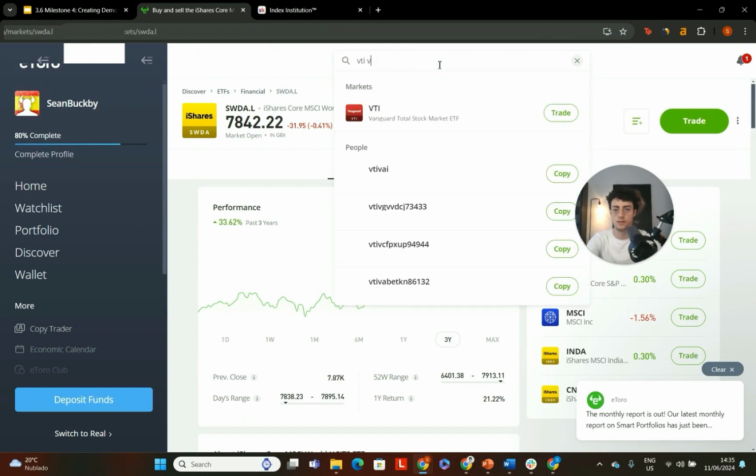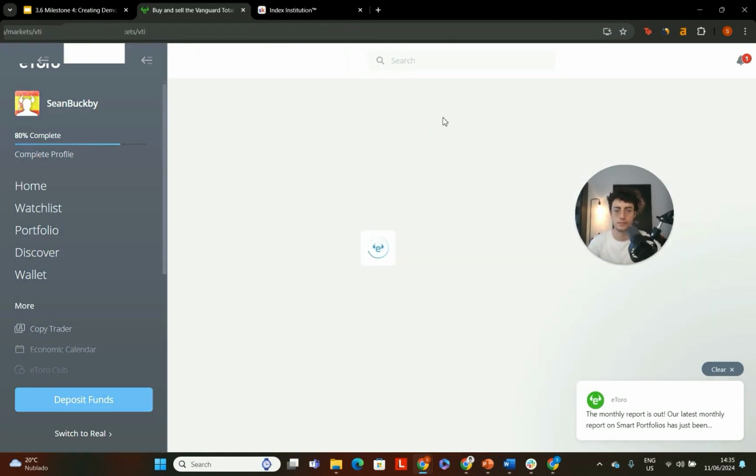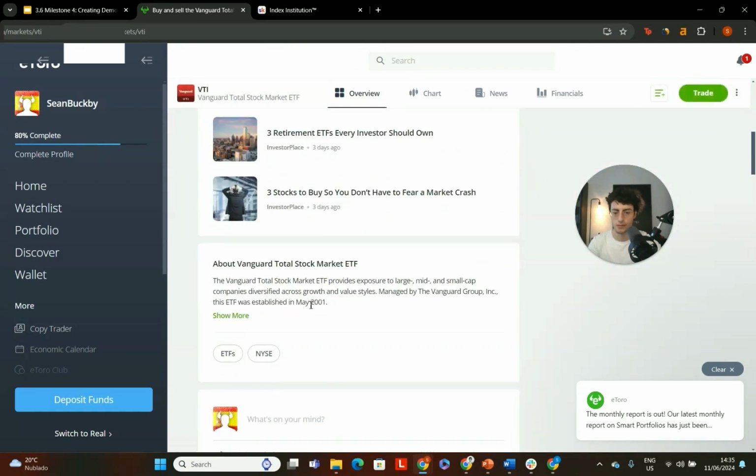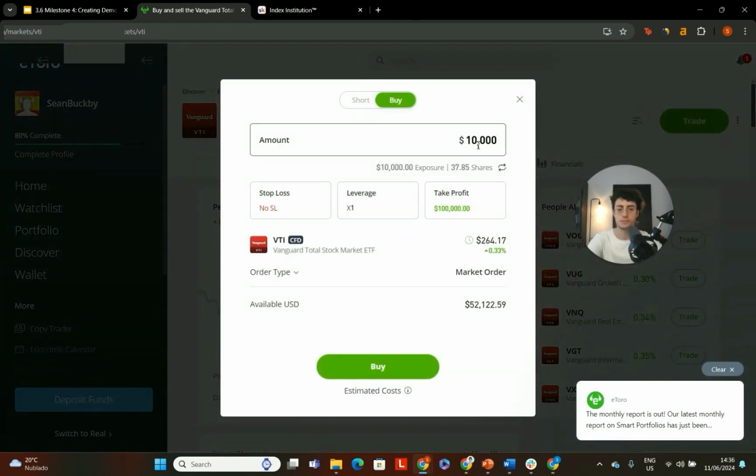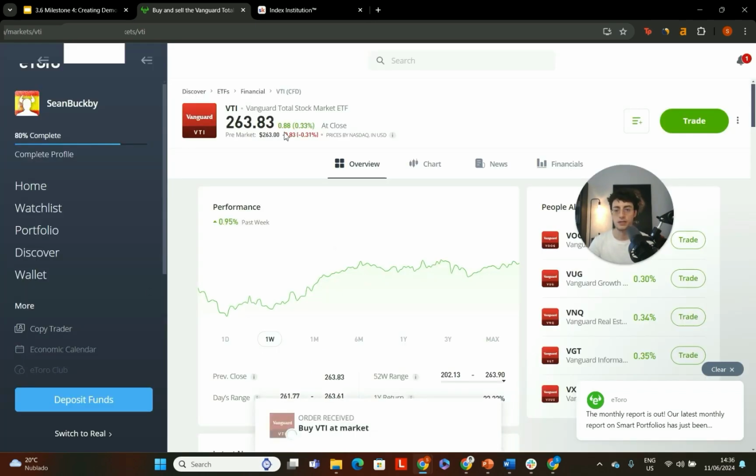VTI, Vanguard. A bit of information: large, mid, and small cap companies, diversified across growth and value styles, managed by Vanguard again. And remember, Vanguard is the largest asset manager in the world, pioneered by John Jack Bogle, pretty much the pioneer of index investing as a concept. That's why Vanguard has a lot of ETFs named after them, because that's what they pretty much do.